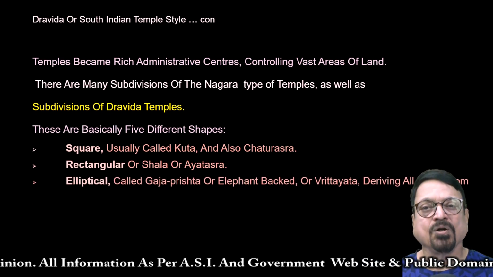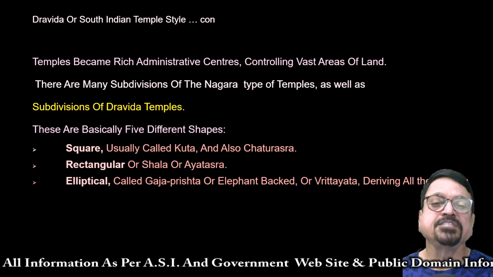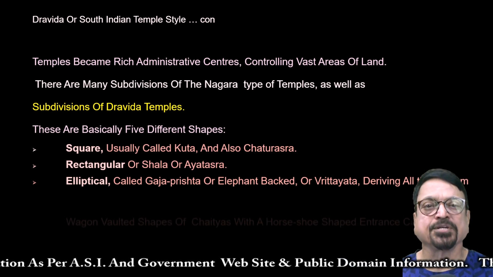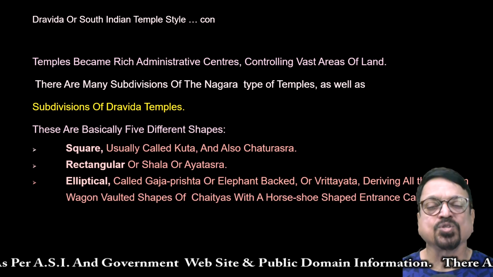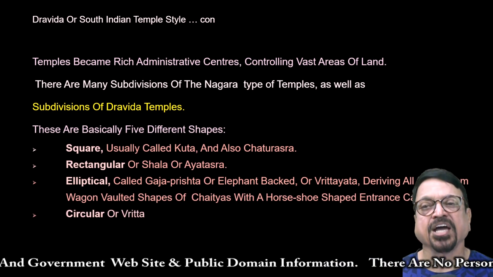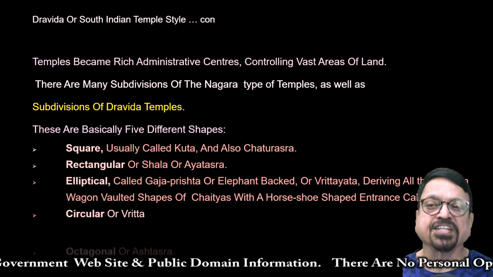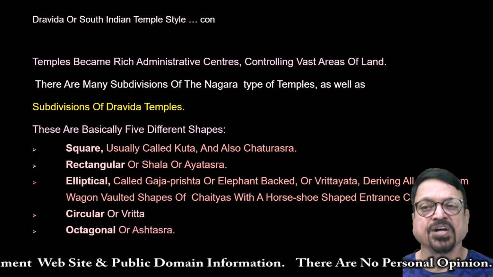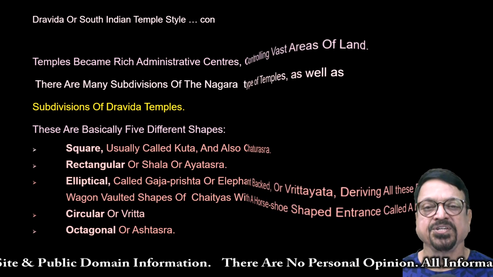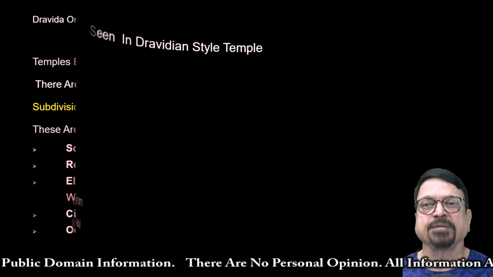Then elliptical, also called Gaja Prishtha. Gaja is the elephant, Prishtha is the back. So they were looking like a Gaja Prishtha. Then they were also like the wagon-vaulted shapes of chaityas. Then circular like Vritta. Vritta is circular, or octagonal like Ashtasara. Ashta is 8. So they can be of different shapes.